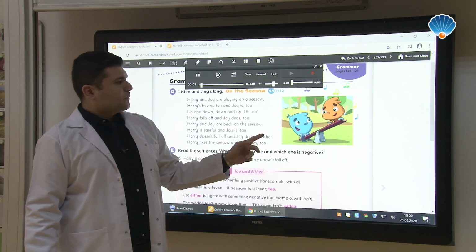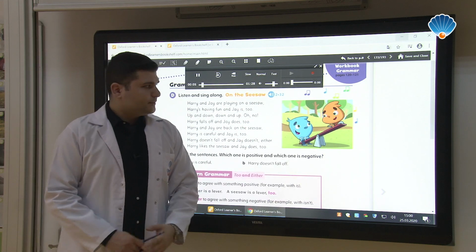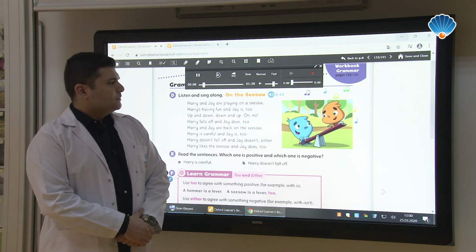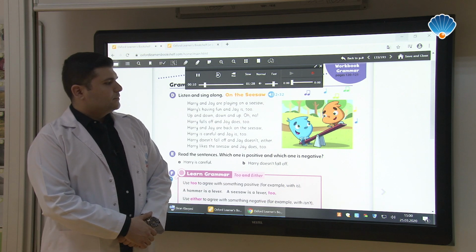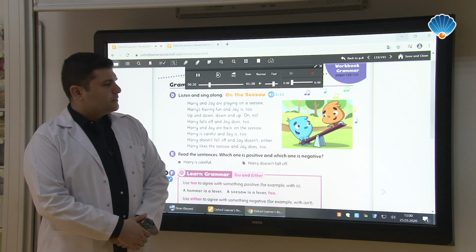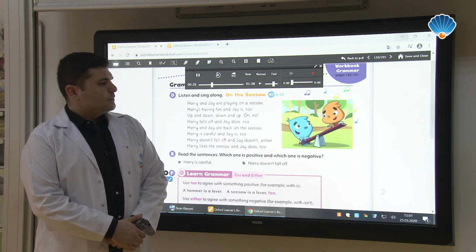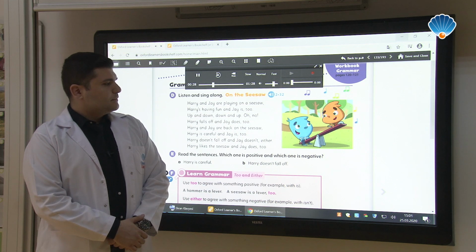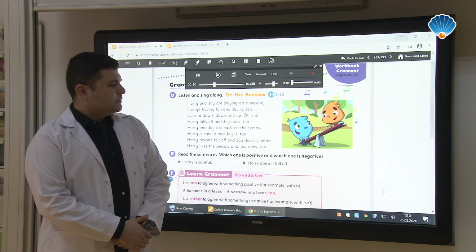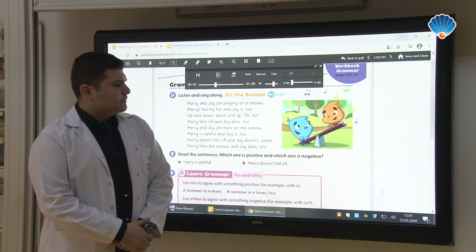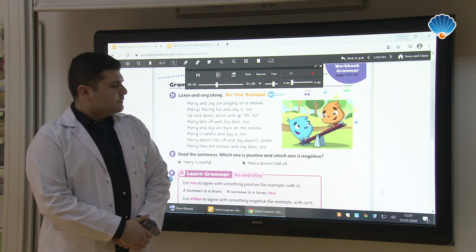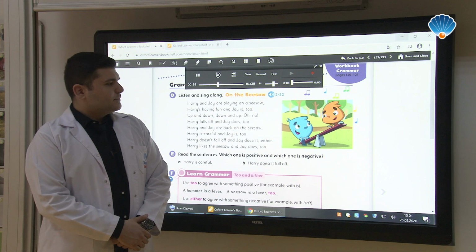Page 133, Grammar in Use. On the seesaw. Listen and sing along. On the seesaw. Harry and Jay are playing on the seesaw. Harry's having fun and Jay is too. Up and down, down and up. Oh no! Harry falls off and Jay does too. Harry and Jay are back on the seesaw.